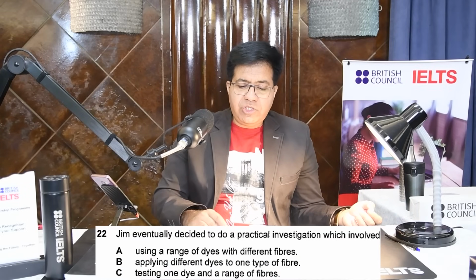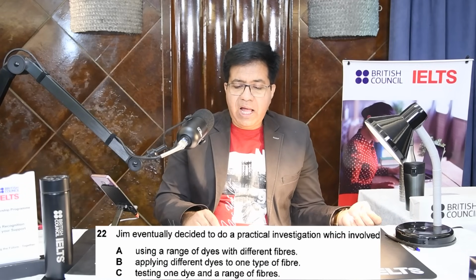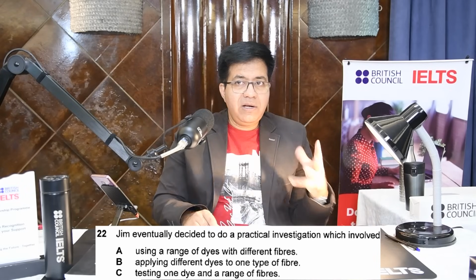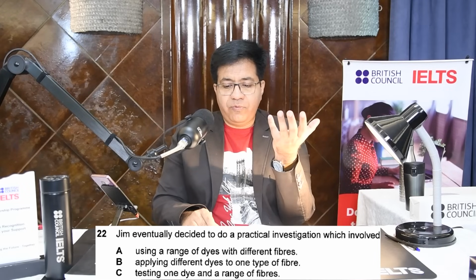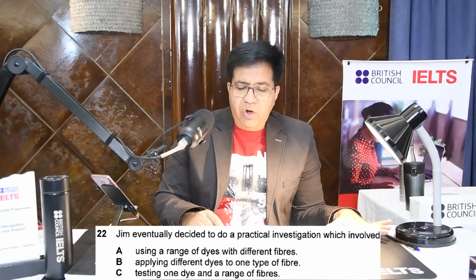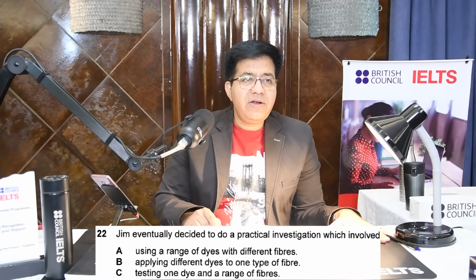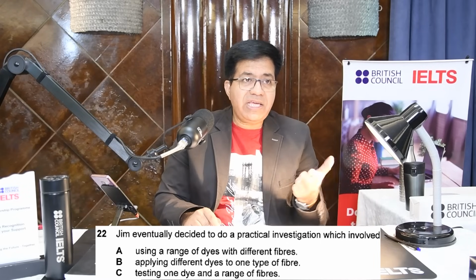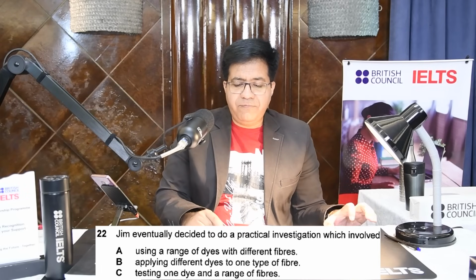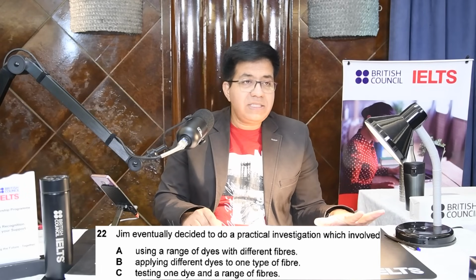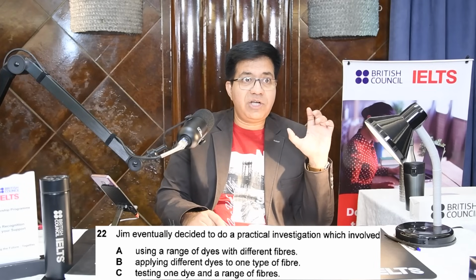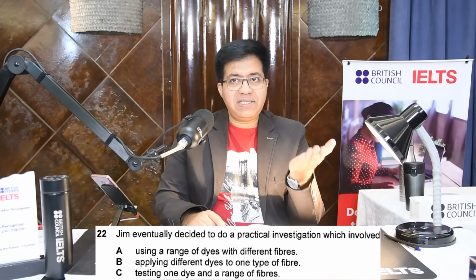Question number 22. Jim eventually decided to do a practical investigation which involved. Now, practical investigation, there is some practical work. What does he involve in the practical? Option A, range of dyes, different fabric. Dyes are what? Colours. Range of means different colours and different fabrics. So if he decided to involve different dyes and different fabrics, the answer will be A. It's confusing, so try to understand.